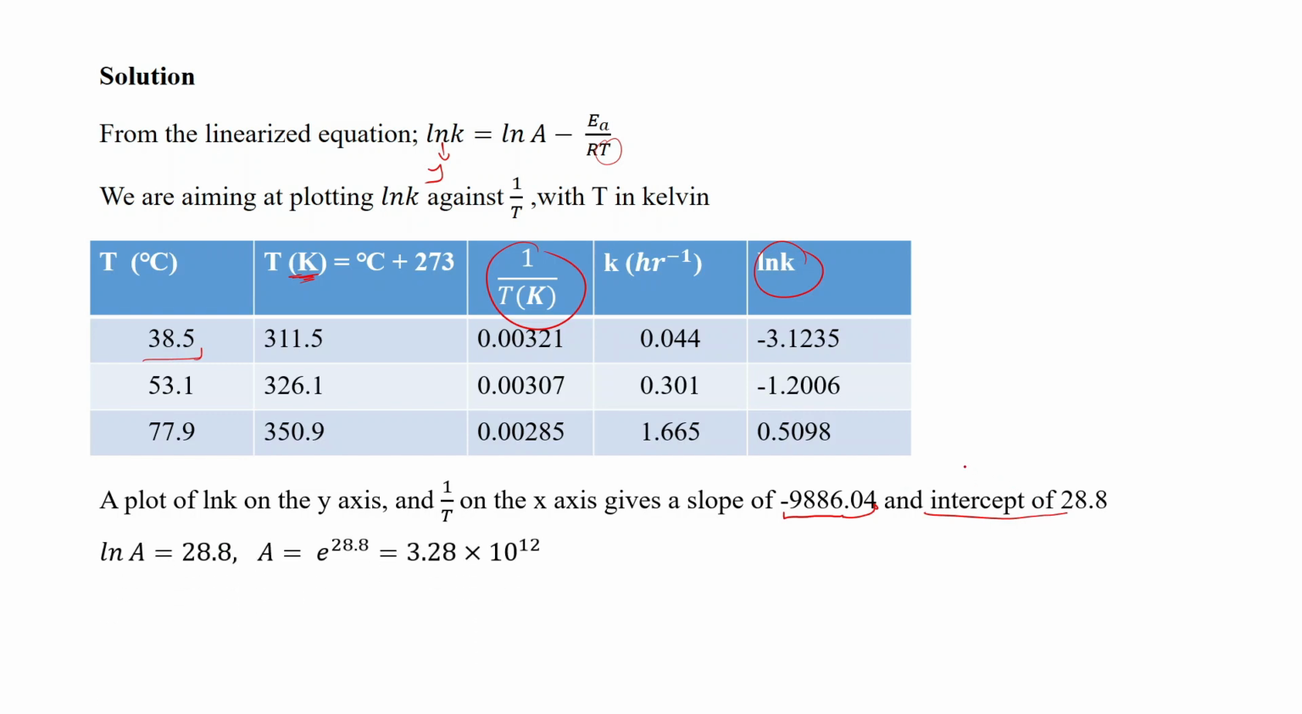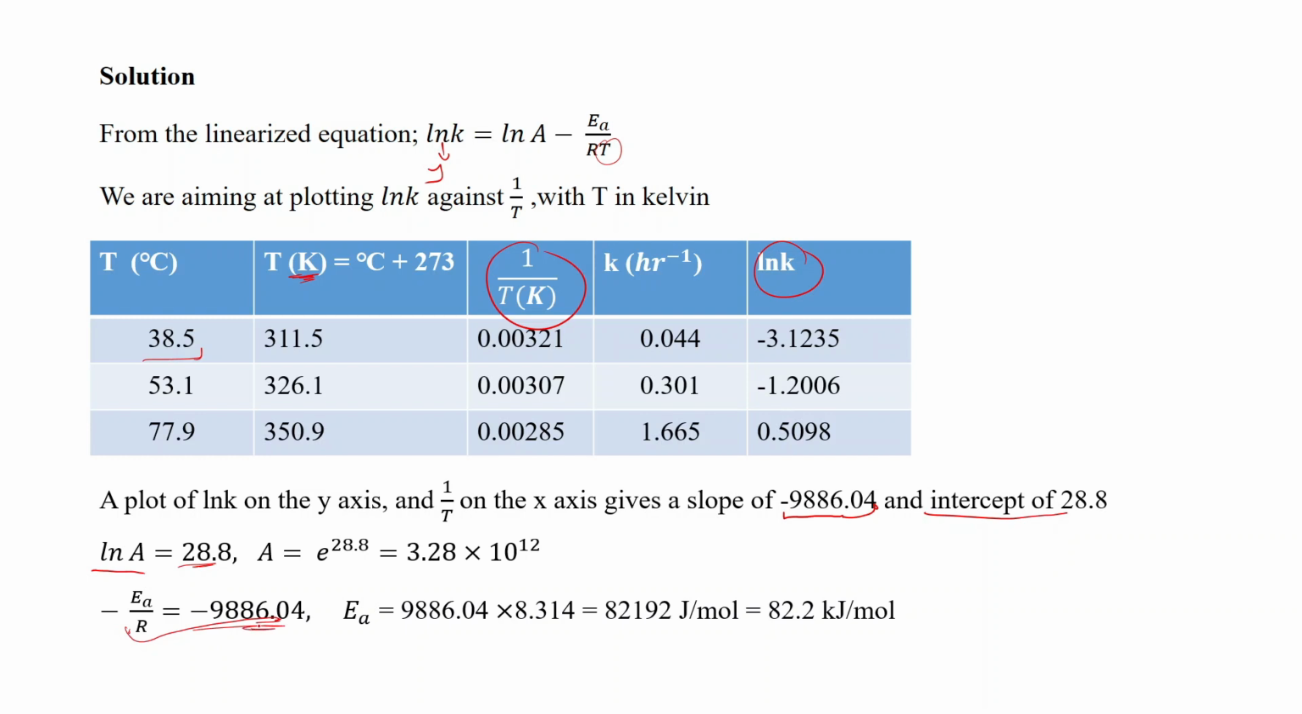So now that we have our slope and our intercept, we know that our intercept is ln A. So ln A equals our intercept, 28.8. We find the inverse ln of this, and then we get A being equal to exponential 28.8. And then our slope is negative EA on R. So we equate that to the slope value we had. Our R is 8.314 joule per mole. When you multiply that, we get 82192 joule per mole. We convert that into kilojoule per mole by dividing by 1000, and then you get 82.2 kilojoule per mole.